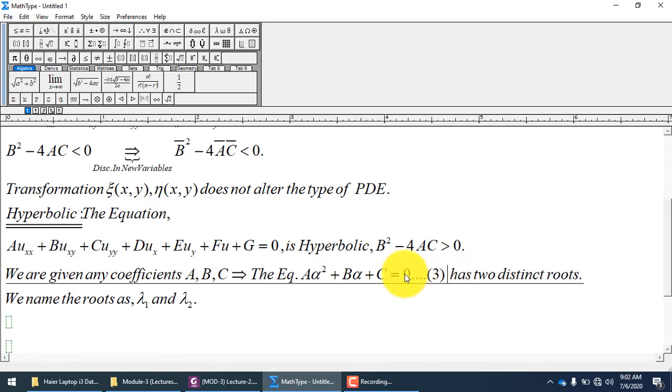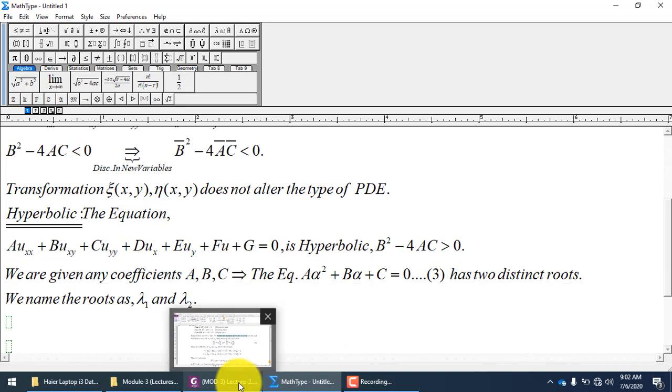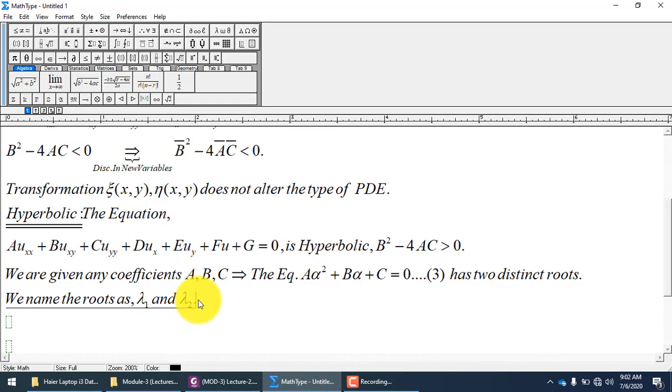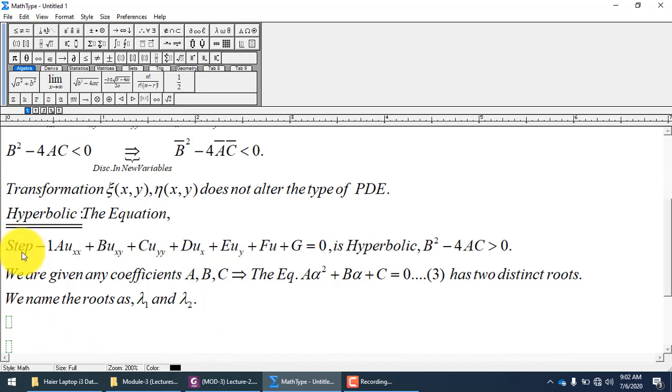This is the first step, where we are taking help from the quadratic equation. So when you have two roots, lambda 1, lambda 2, now you have to choose xi and eta. How can you choose that? This was the main step. In step 1, you will write down the quadratic equation and find the two roots lambda 1, lambda 2. This is indeed your first step.